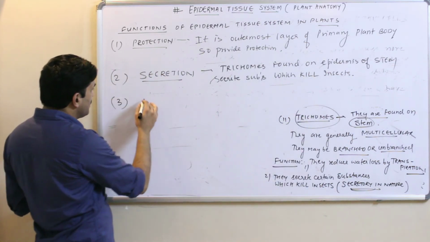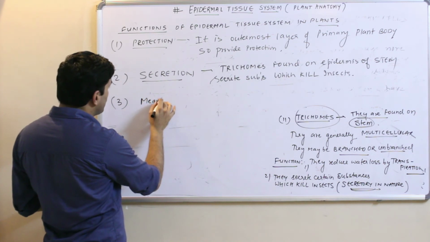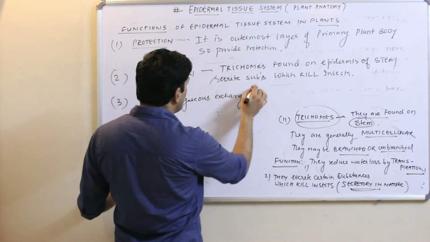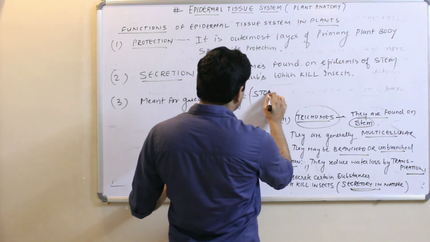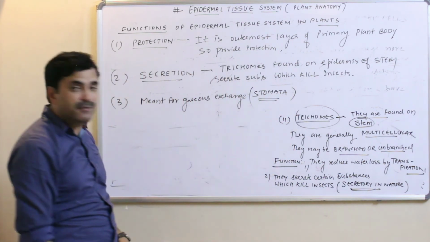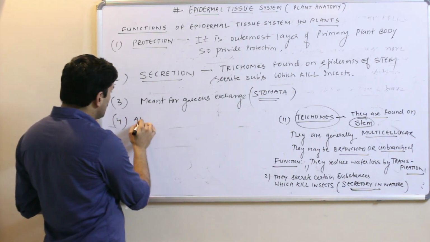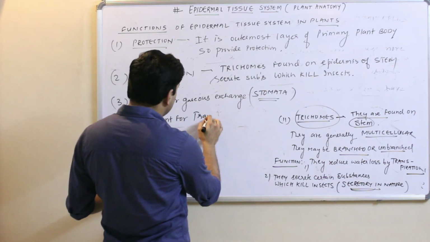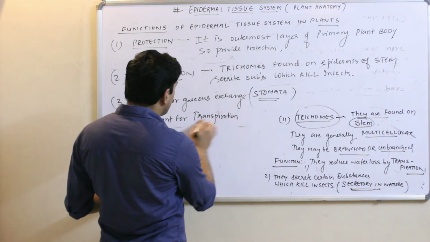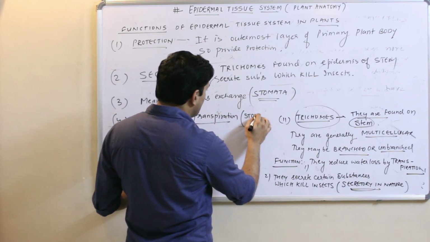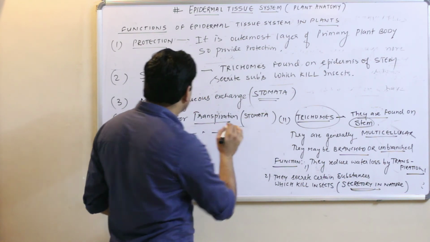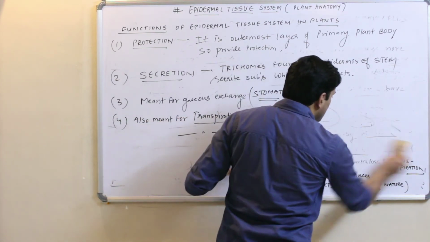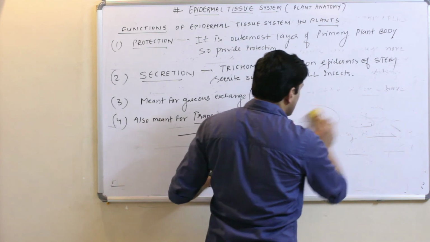Now third one, epidermal tissue system is also meant for gaseous exchange. You know very well that stomatas found on epidermis are meant for gaseous exchange. Also meant for transpiration. We know very well that the stomatas are meant for the transpiration. So these are some important functions of the epidermal tissue system.